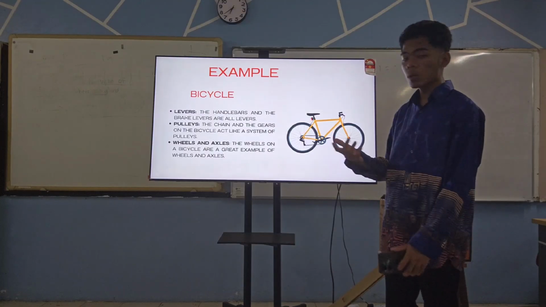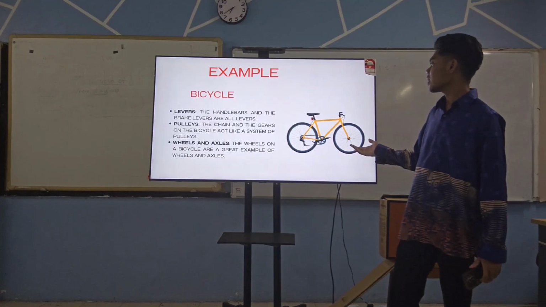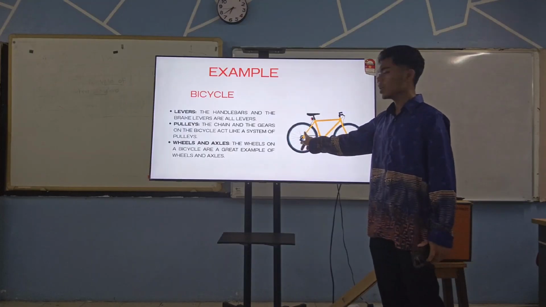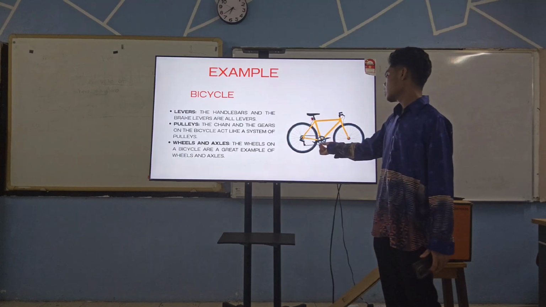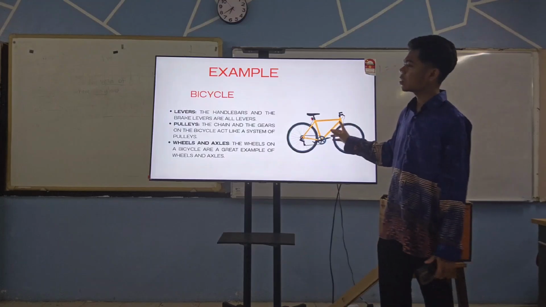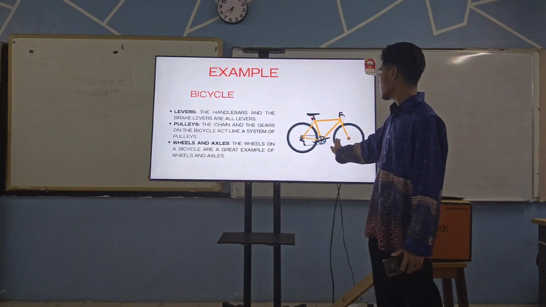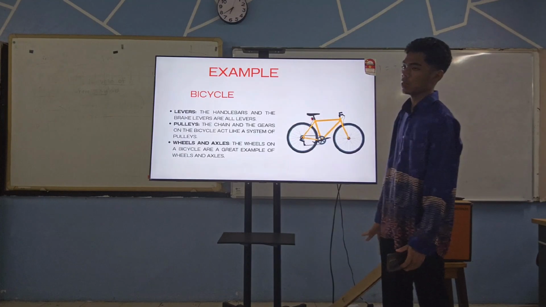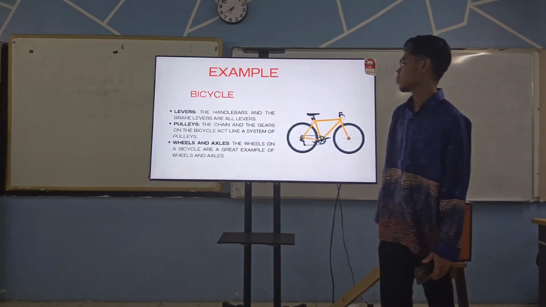Next one is pulleys. The chain and the gears on the bicycle act like a system of pulleys. Over here you can see the chain. It's all connected. If one piece of the chain is missing or broken, the bicycle will not function properly, because you apply force over here but the power isn't transmitted to the back wheel, so the bicycle is unable to act as regularly as it is supposed to.